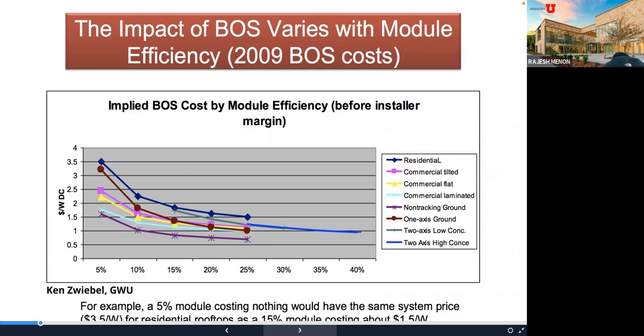But if you look at this a little more closely, what does it mean? Let's take the example of the residential, which is this curve here. You can see, for a 5% efficiency, you get something like $3.25.